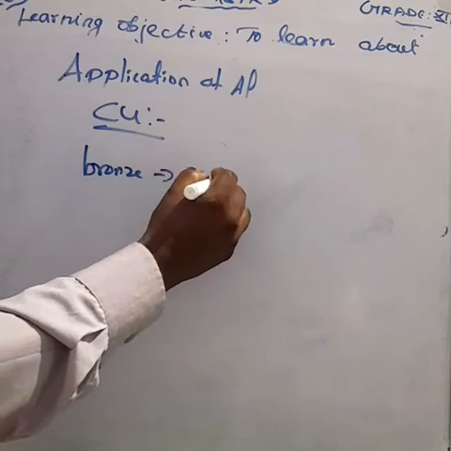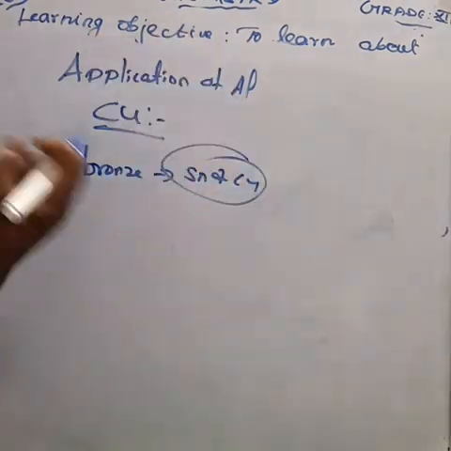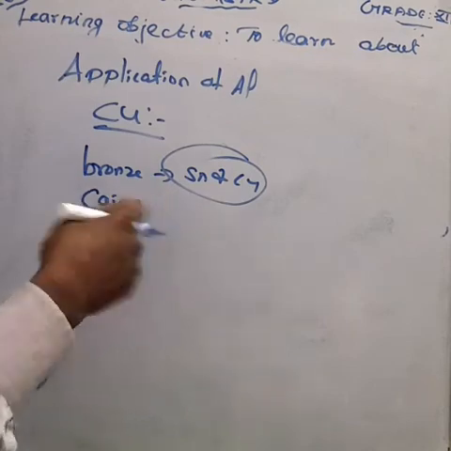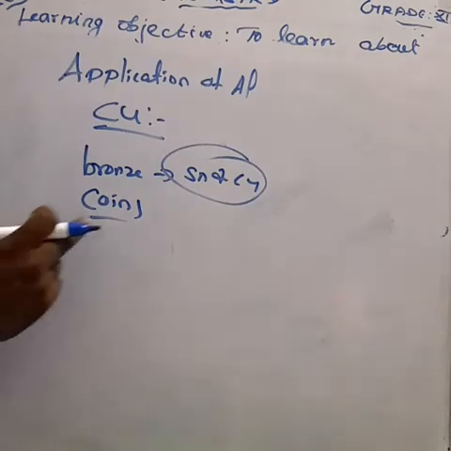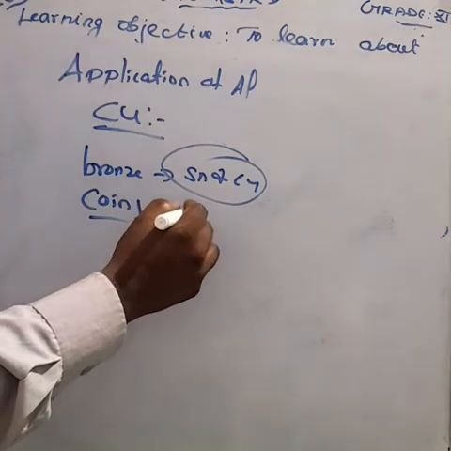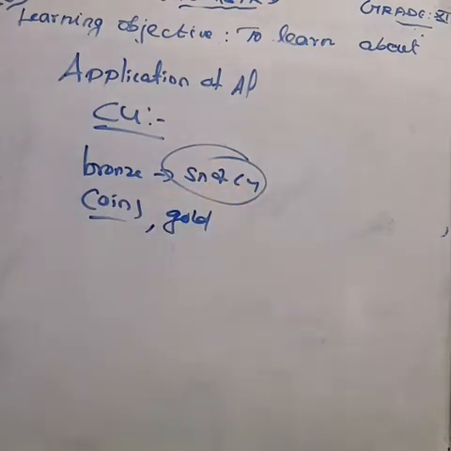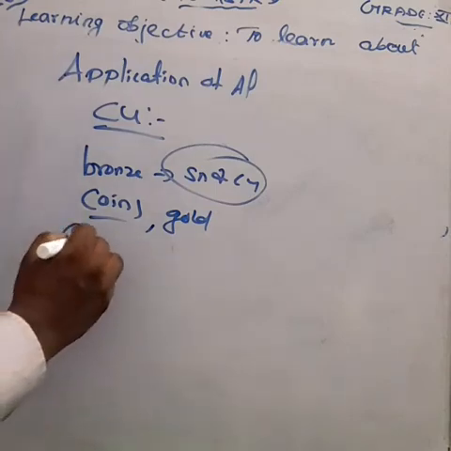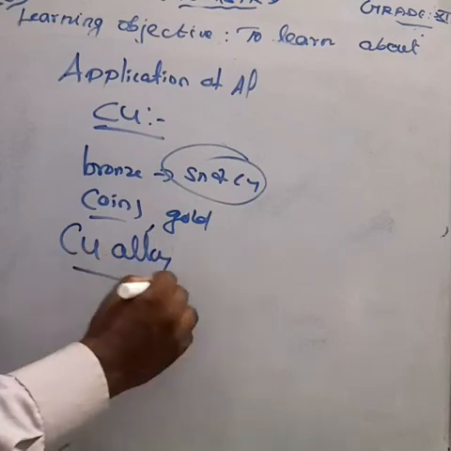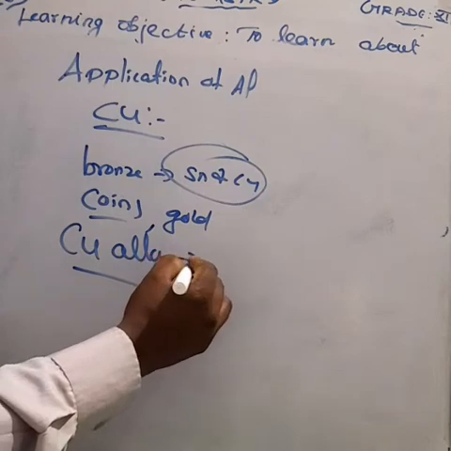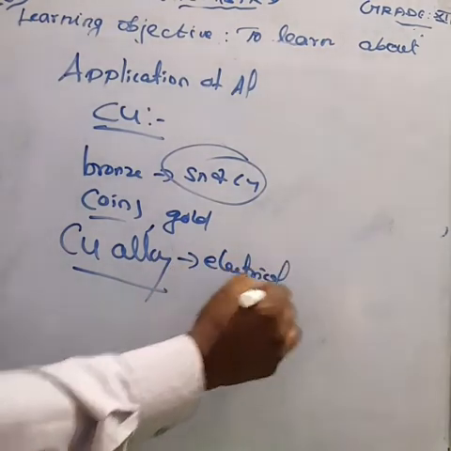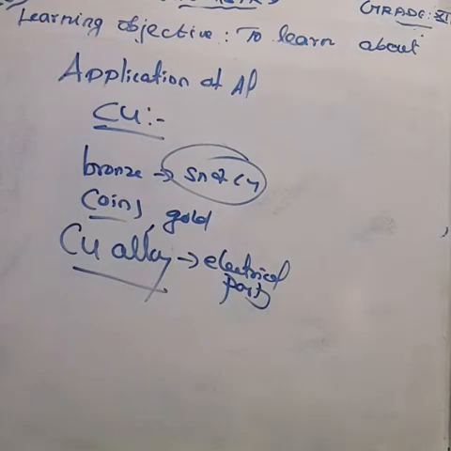Copper is also used for making coins and ornaments, along with gold and other metals. Nowadays copper is also very costly. And copper alloy is used for making cable wires, water pipes, and other electrical parts. Nowadays copper is widely used.